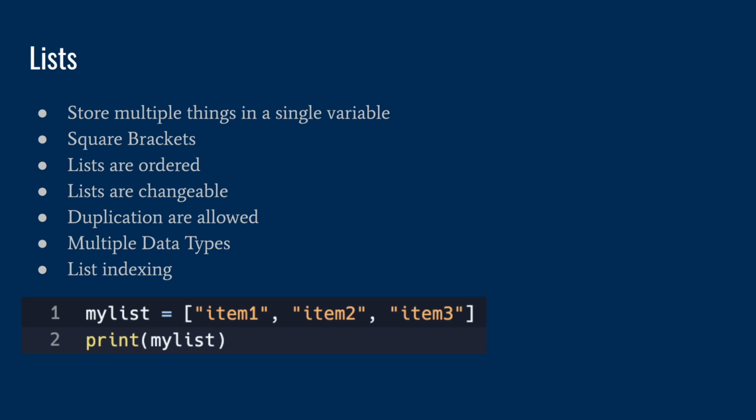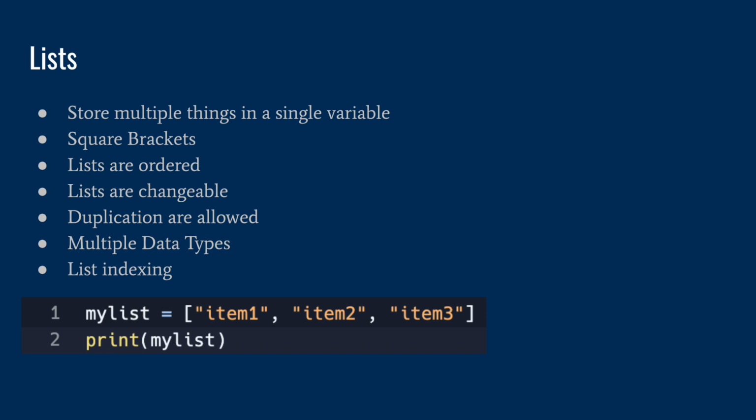In a list, duplicate elements are also allowed. So for example, in this list, I have item 1, 2, and 3. If I add another item 1, it won't do anything to the list. Lists can store multiple data types, so not only strings, but you can store strings, variables, booleans, and floats in the same list.